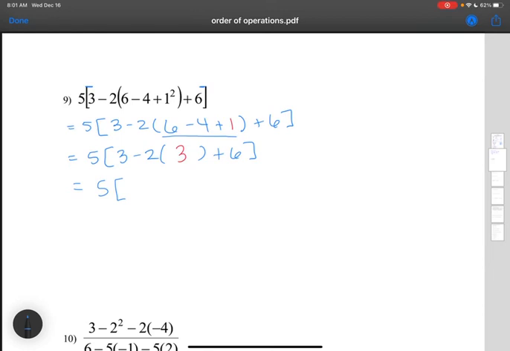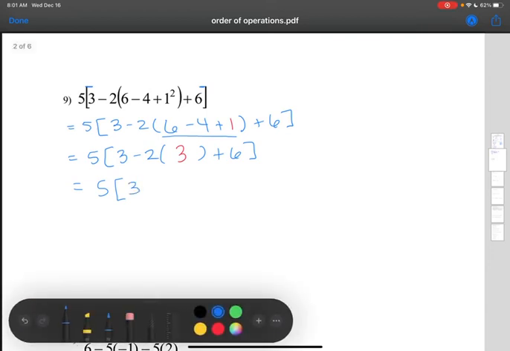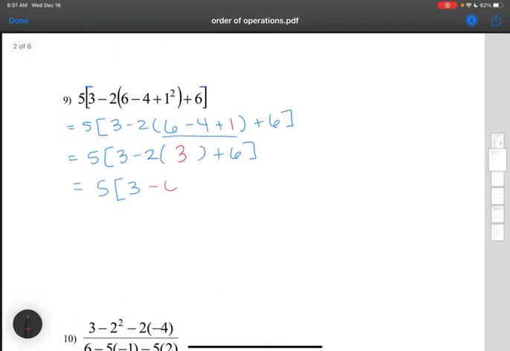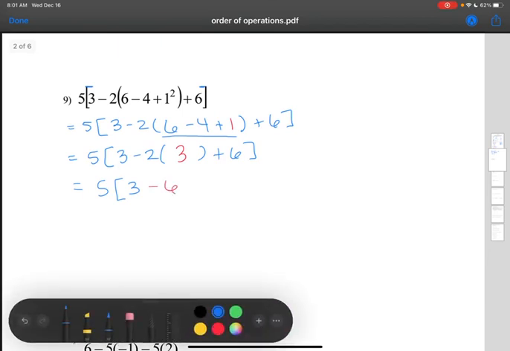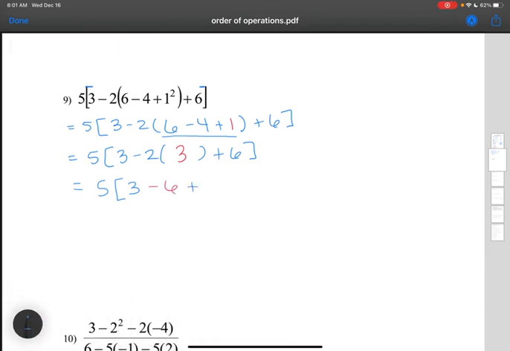Now, within these brackets, I'm going to go ahead and do the multiplication of the negative 2 times 3. So I have a 3. And negative 2 times 3, I get negative 6. And then plus that 6 in that bracket. Now I'm going to go ahead and do what is in the bracket. If you're okay with doing that all in one step, go ahead. I'm just worried that I'm going to lose somebody, so I'm going to do the extra work, okay? Just so I hopefully don't lose anybody.